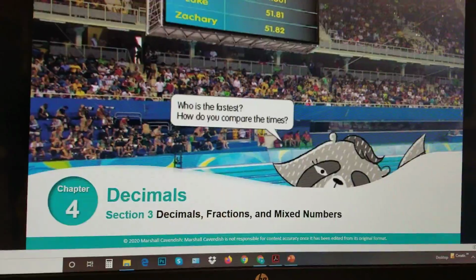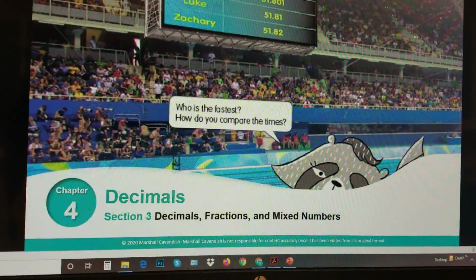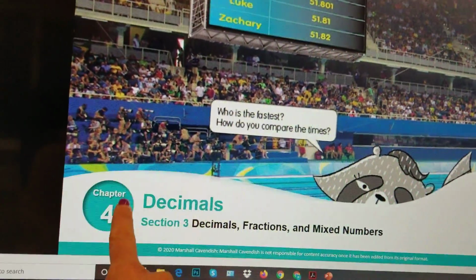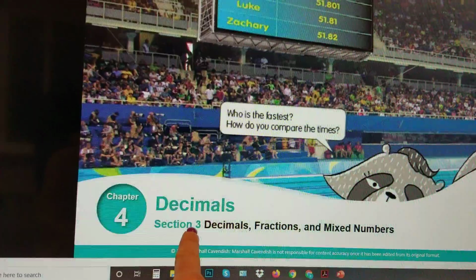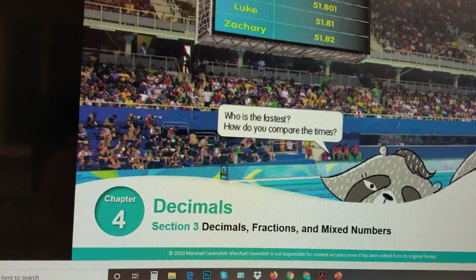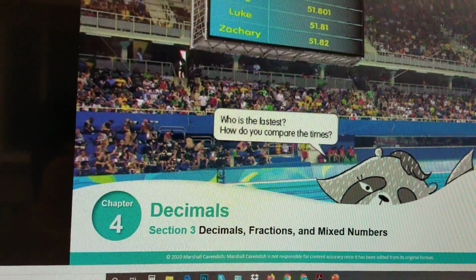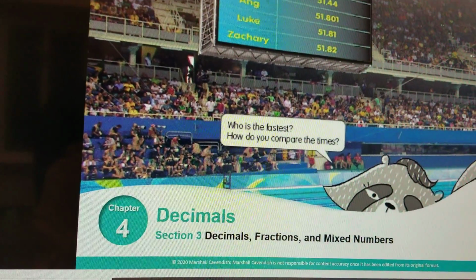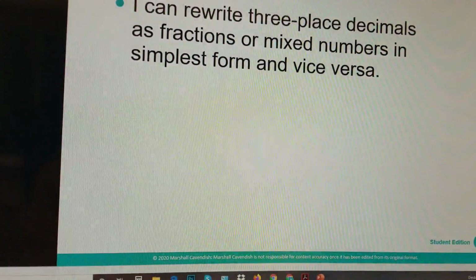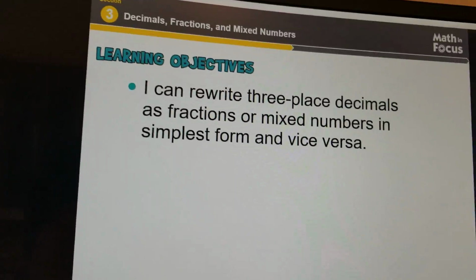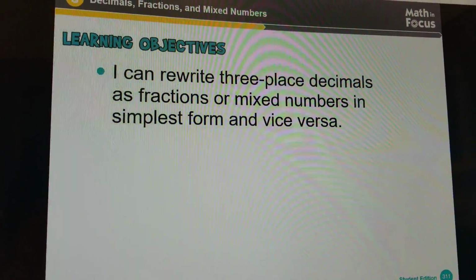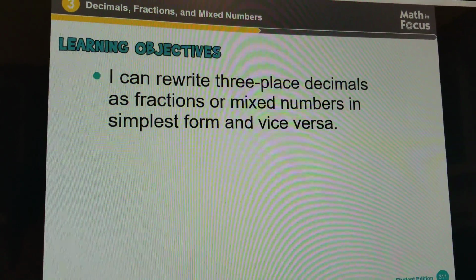We're going to continue our decimals unit. We're still in chapter 4 and now we're up to section 3. Section 2 was rounding, comparing, and ordering decimals, but now we're going to do decimals to fractions and fractions into decimals. I'm using the slideshow and I'm just videotaping the slideshow. I think it's the easiest way.